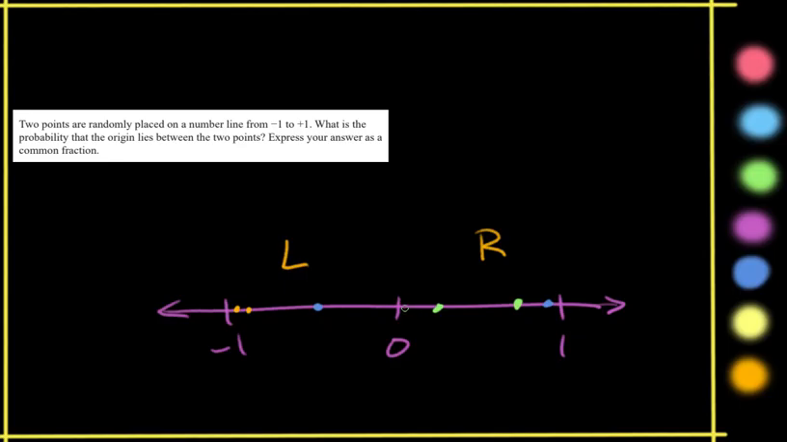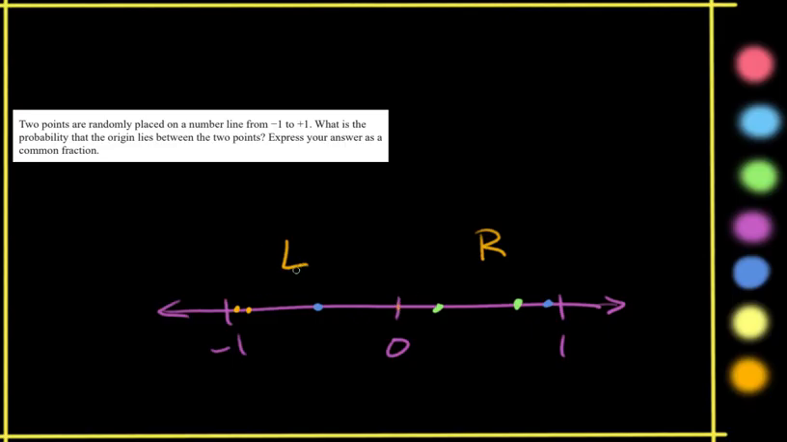I suppose you could argue that it might be exactly on the origin, but that's a probability 0 event. Because if you think about it, there's an infinite number of points you can pick, and there's only one that's exactly at the origin. So the probability of picking exactly on the origin, you can think of it as being like 1 over infinity. Basically, it's a probability 0 that you will get exactly on the origin.